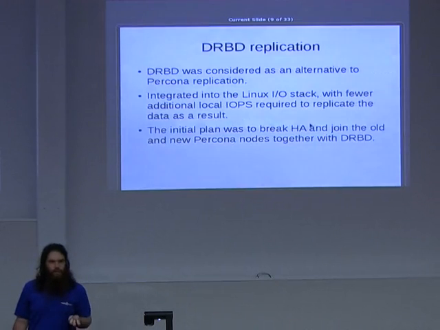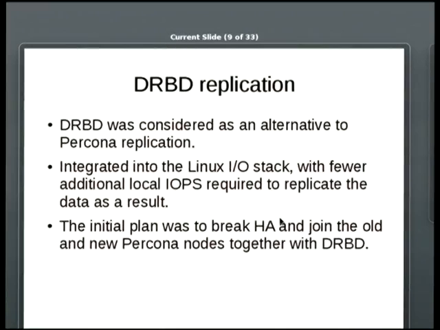So we thought, we're using DRBD already for data replication within the cluster. Can we leverage DRBD to transport the data from one cluster to another? DRBD is integrated into the Linux I/O stack, so unlike with Percona replication, where the writes need to be logged separately for replication, DRBD gets the write, writes it to disk, and also writes it across a network. So there's less I/O activity required to replicate that data. There is still some additional I/O since, for the initial sync, it will need to read from the disk, but nowhere near as much as with Percona replication.